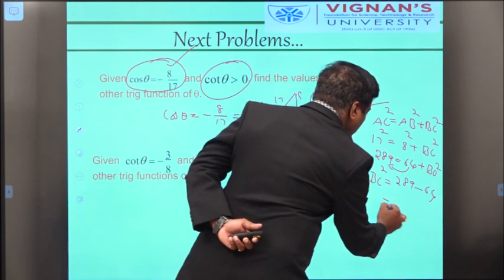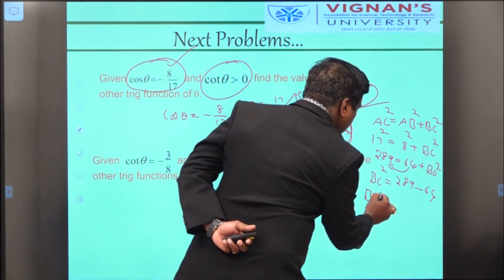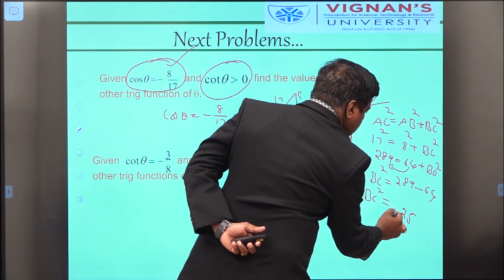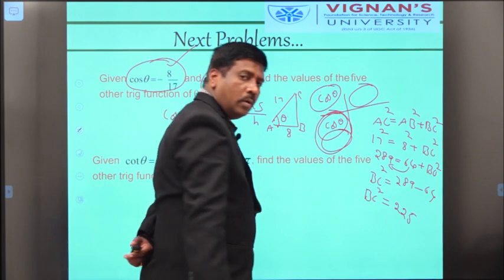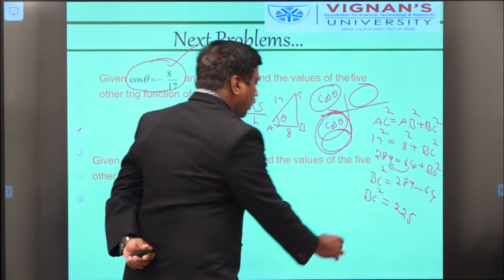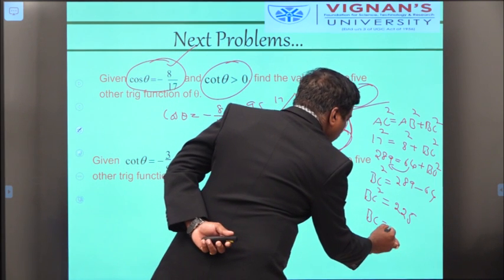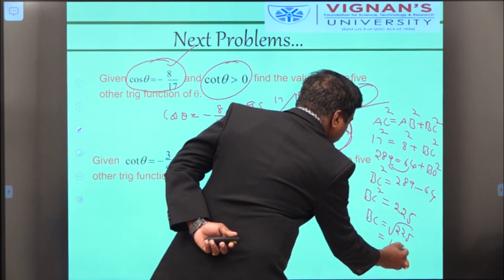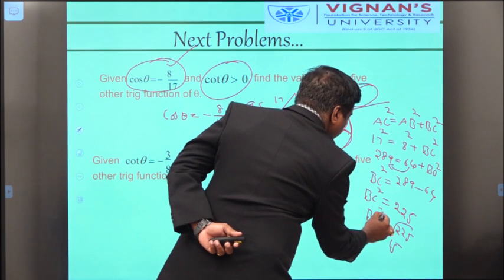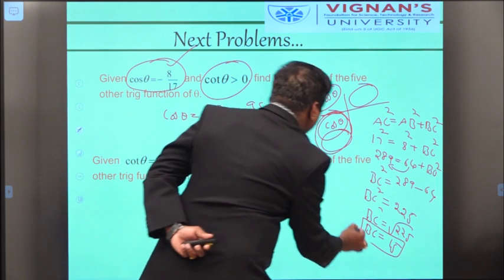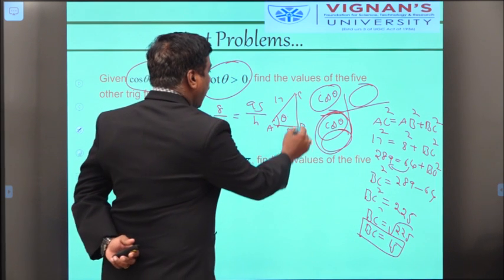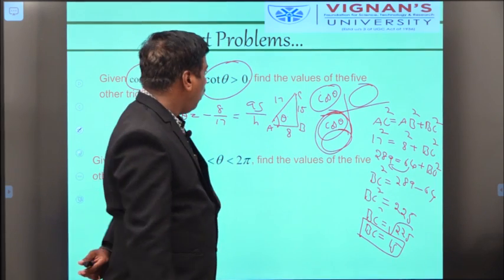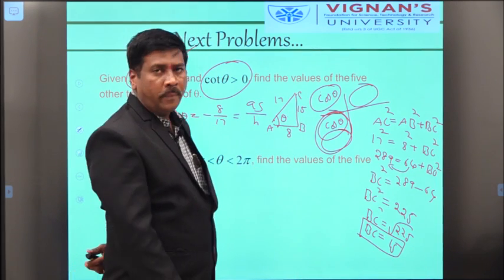BC square is equal to 225. Then BC is equal to the square root of 225. That means we get the BC value as 15. So the other side of this right angle triangle is 15. Now we have to find all the trigonometric ratios.